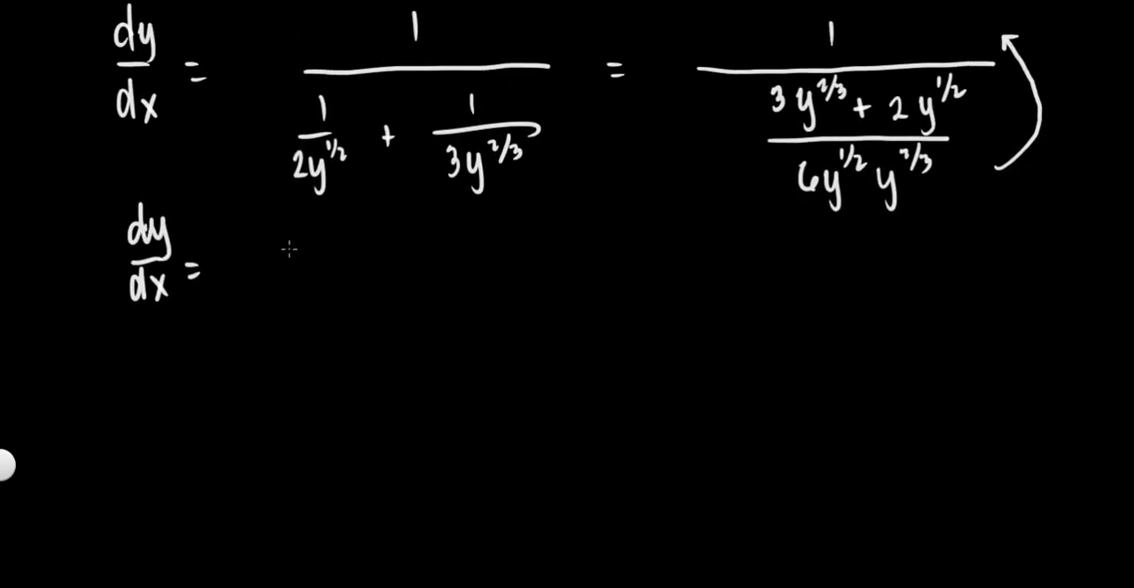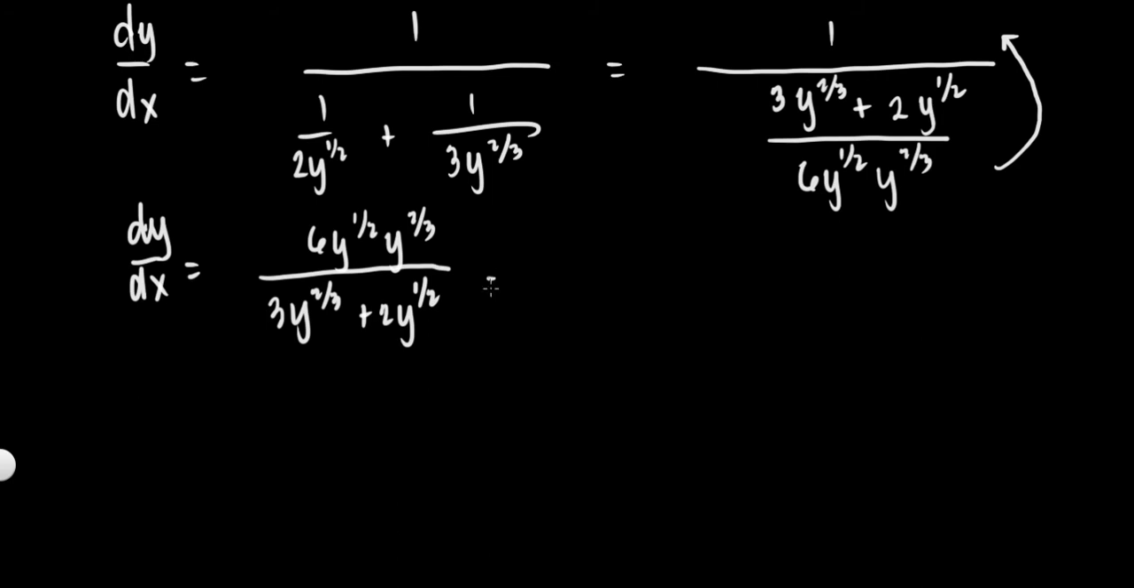okay, we have here 6y raised to 1 half times y raised to 2/3 over 3y raised to 2/3 plus 2 times y raised to 1 half. Okay? Same basis, pwedeng pagsamahin. So, we have 6y, then this is over 6. 6 divide 2 is 3. Then dito naman sa kabila is 3, or 6 divide 3 times 2. So, that's 2 times 2, 4, plus 3. So, we have here 7 over 6.